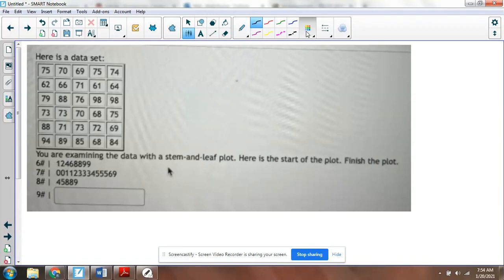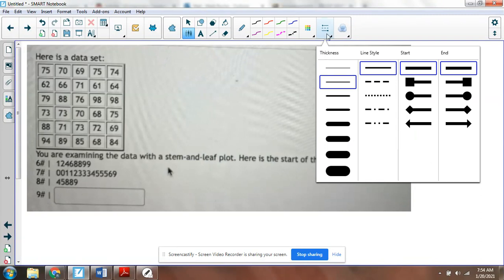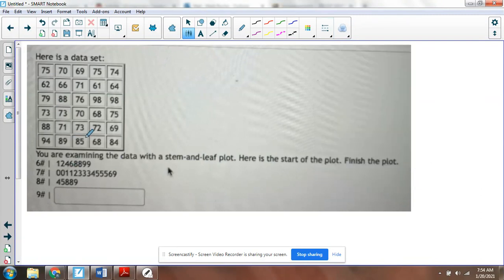Okay, so here's the question you were asking about. It has data represented in two different ways. It has data represented in just an array of numbers like this, and they wanted you to take this array of numbers and arrange them in a stem and leaf plot.